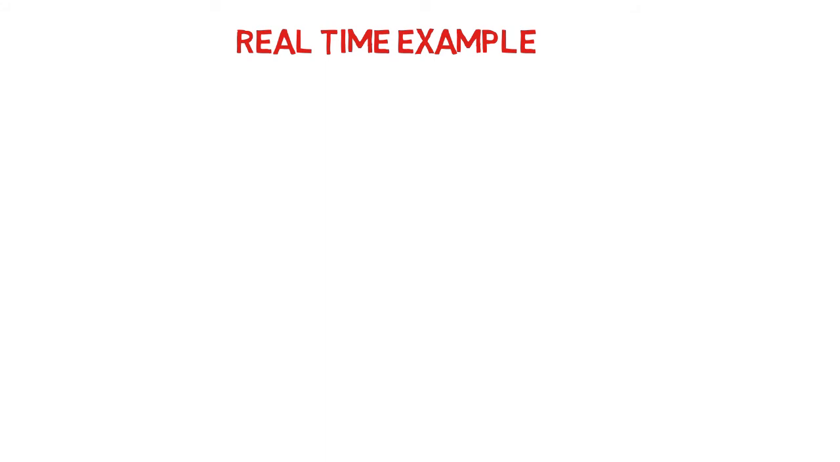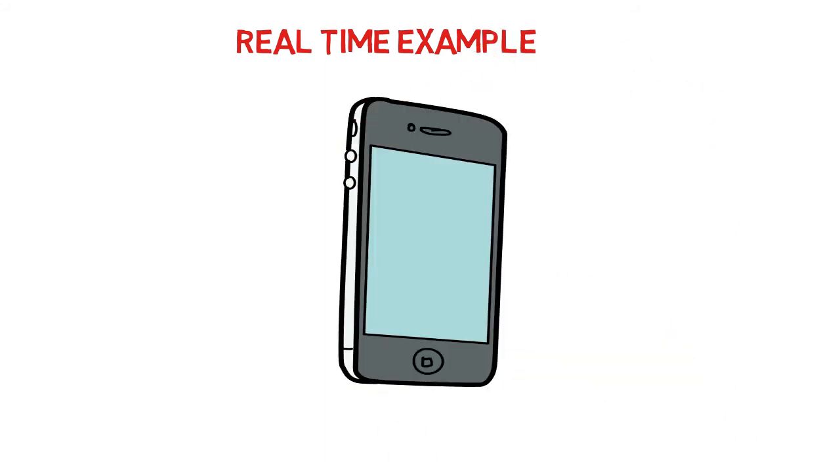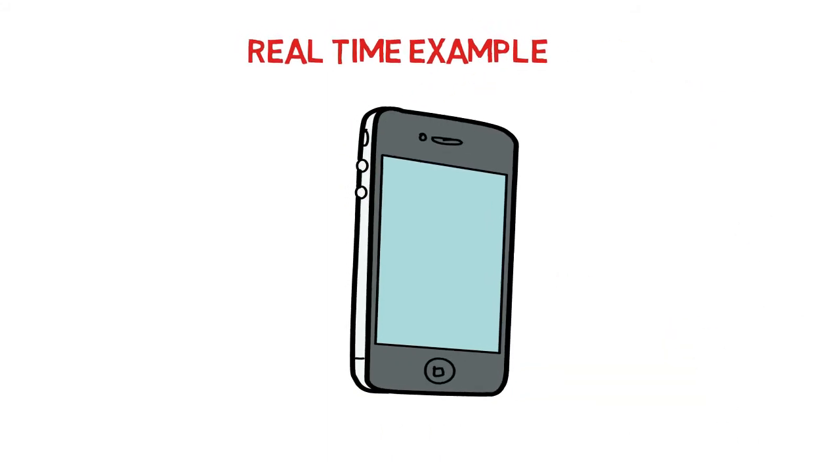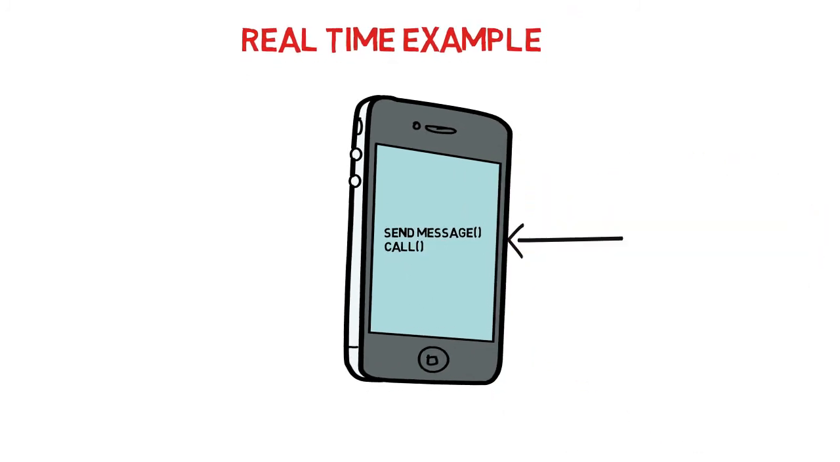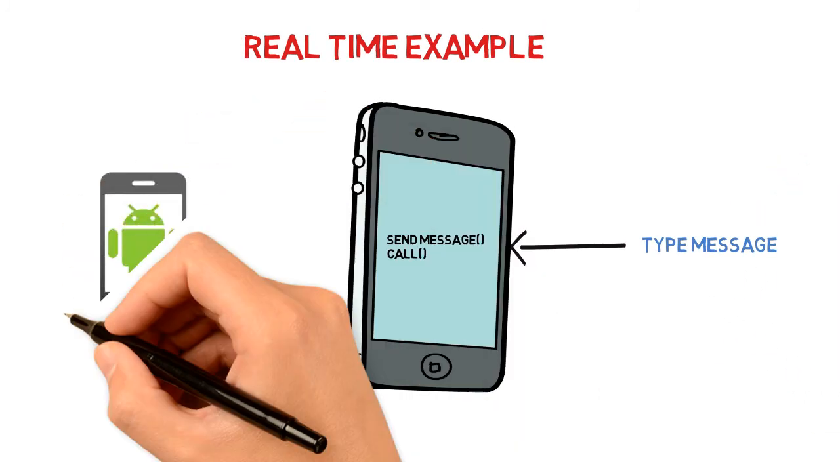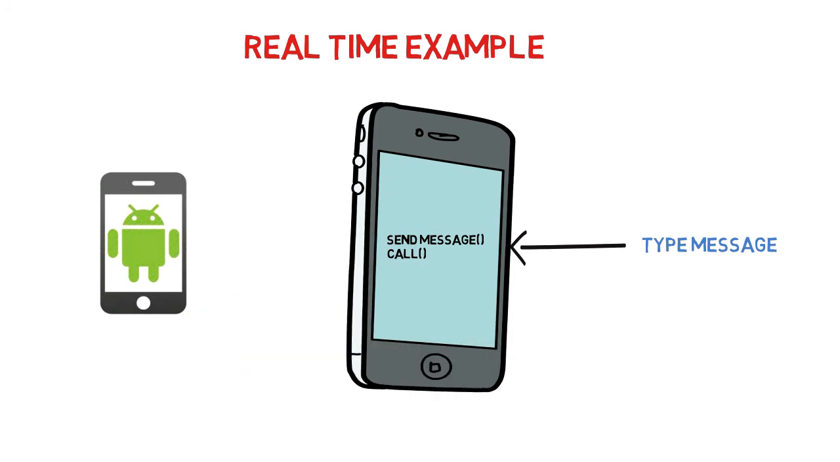If we talk about a real-time example of this, let's say we have a phone on which we have applications that are used to send a message or call a person, etc. You only know that you have to type a message and send it. How the message is sent to the particular user or what technology is involved in it, you really don't care about it, right? That is what abstraction is.